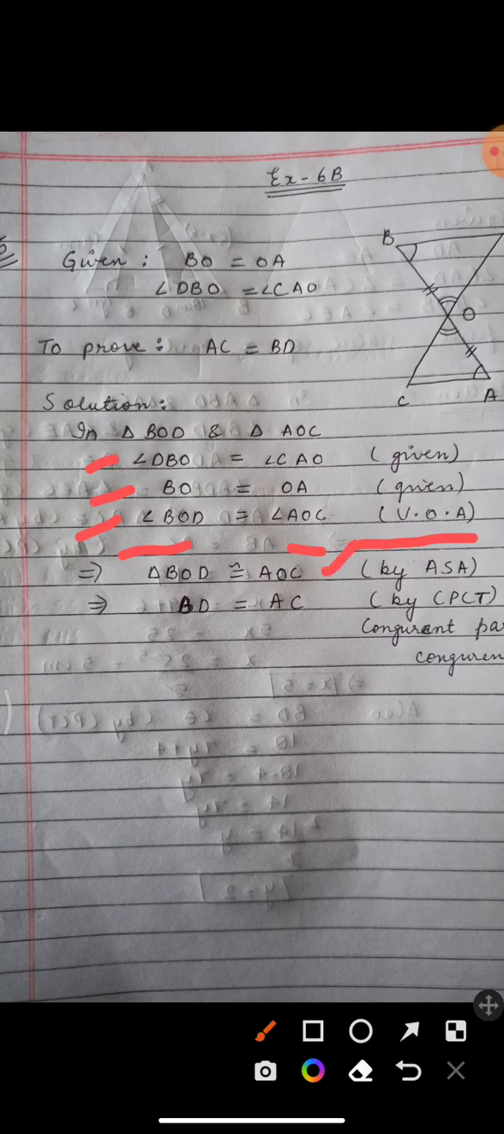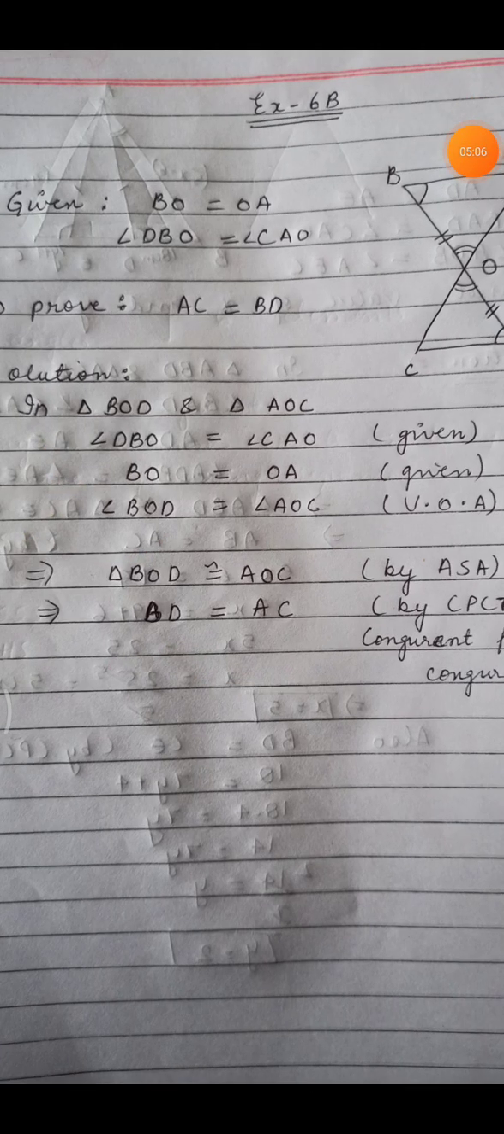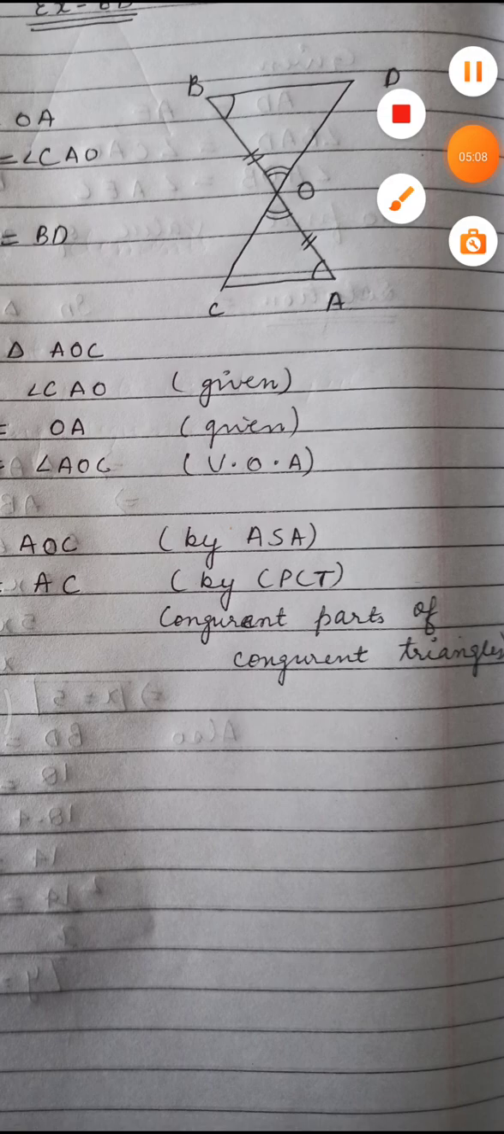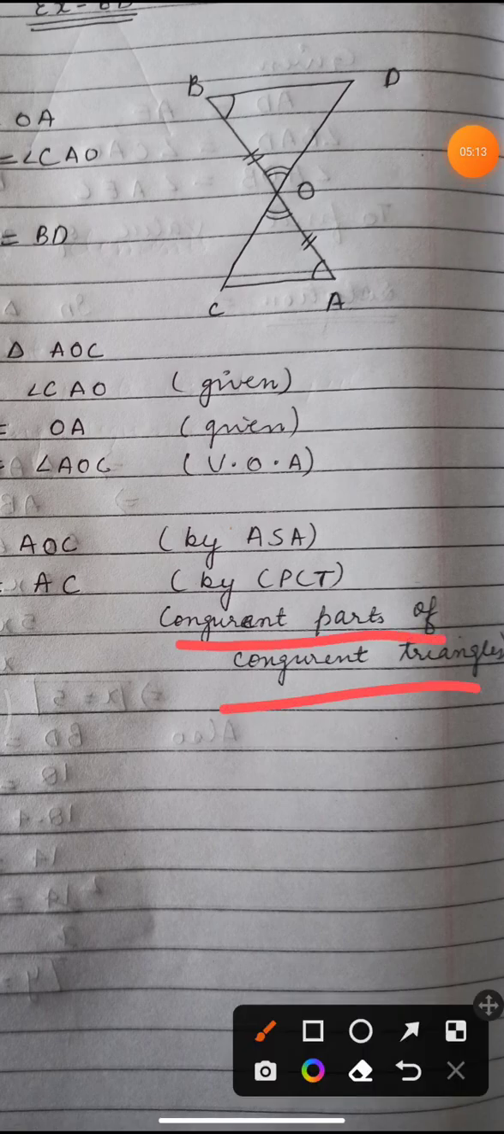And since we have proved them congruent, their remaining parts will also be equal. Therefore BD is equal to AC. And why is it equal? By CPCT. What is the full form of CPCT? It is congruent parts of congruent triangles. So this is what we had to prove.